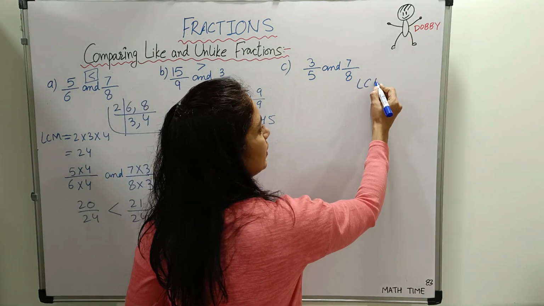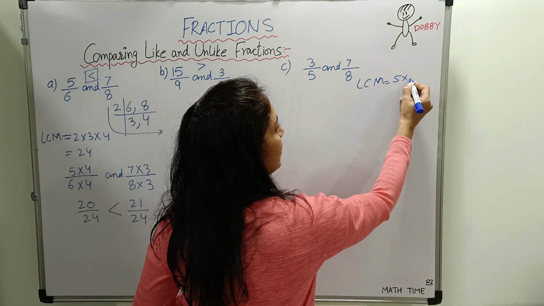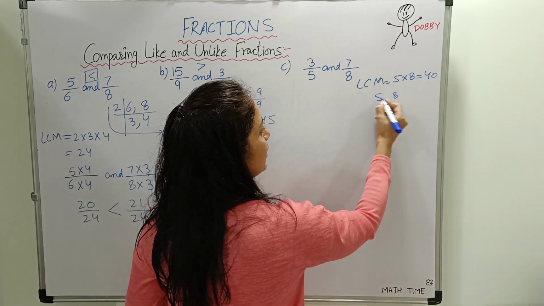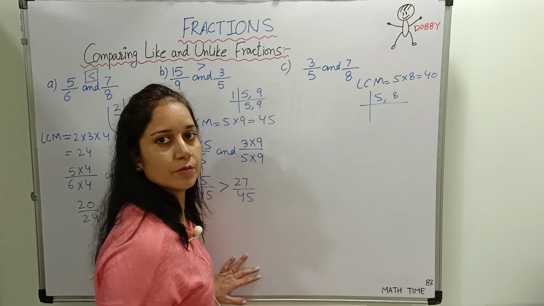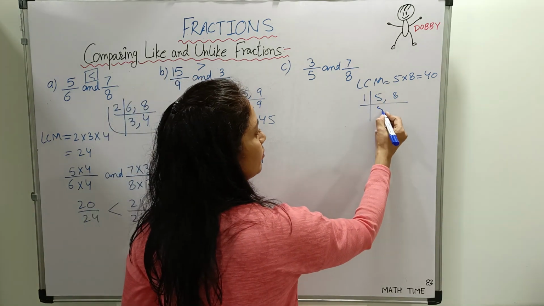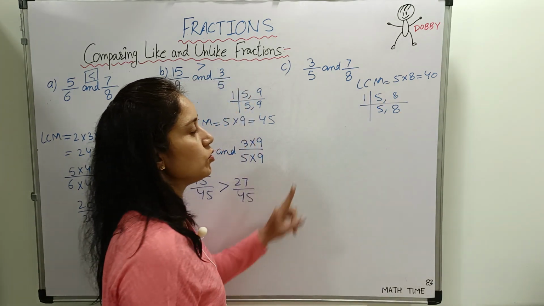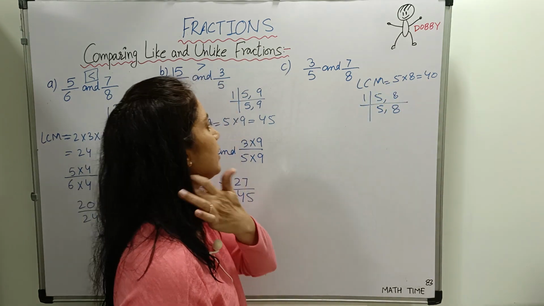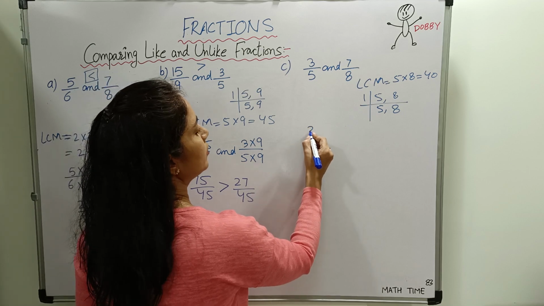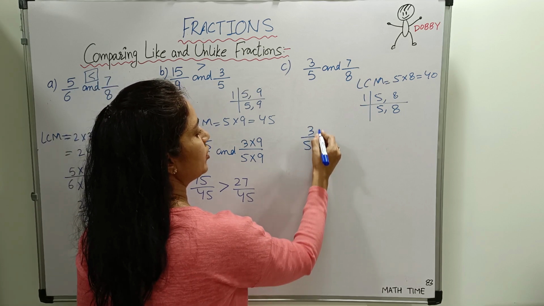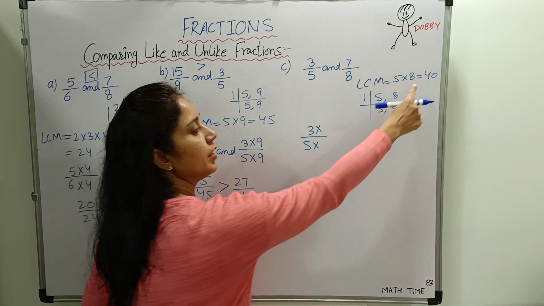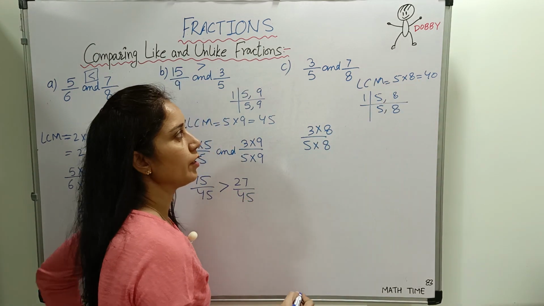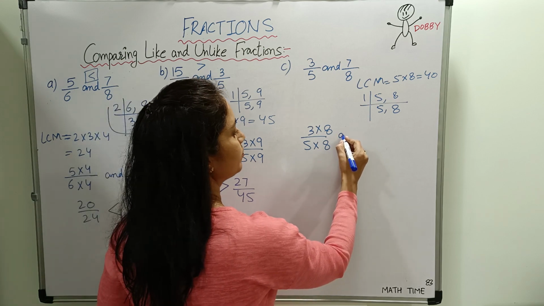So LCM equals to 5 times 8 equals to 40. You can check 5 and 8: no common table, so table of 1. So when there is no common table, the product of the denominators is the LCM. Let us convert 3 upon 5, the first fraction. It is to be multiplied by which number so that the denominator becomes 40? 5 8s are 40.